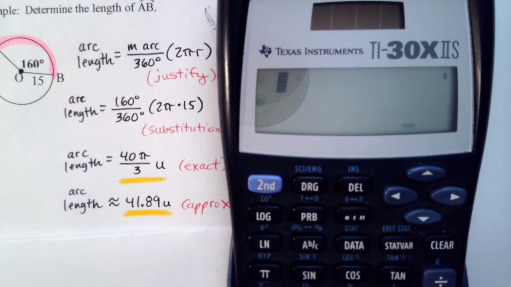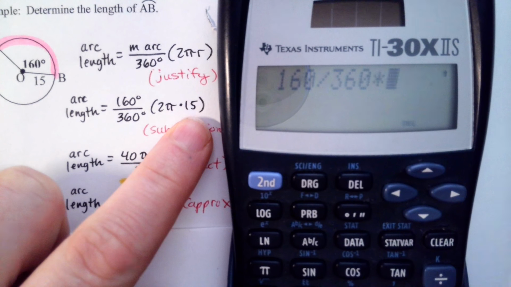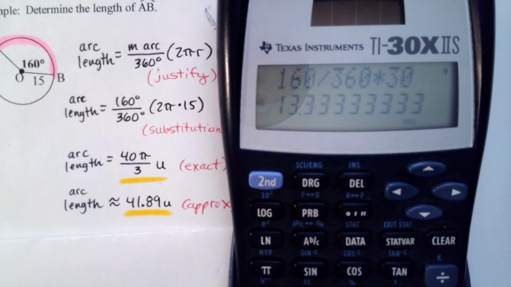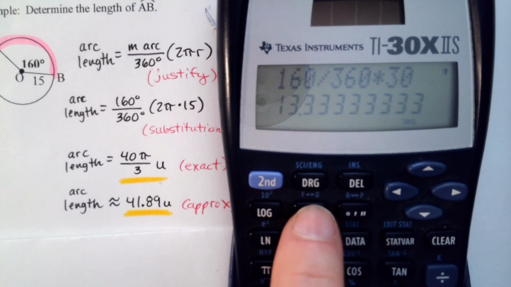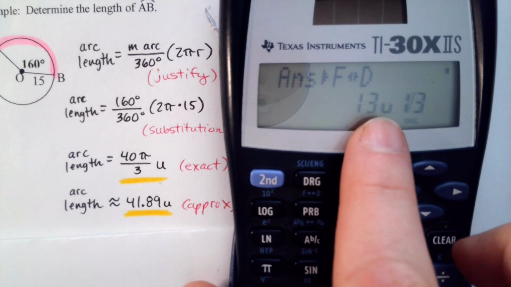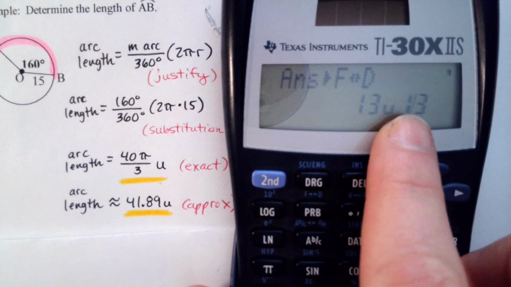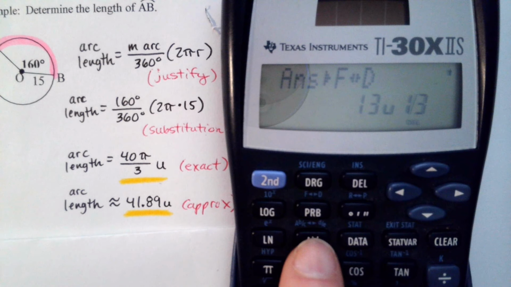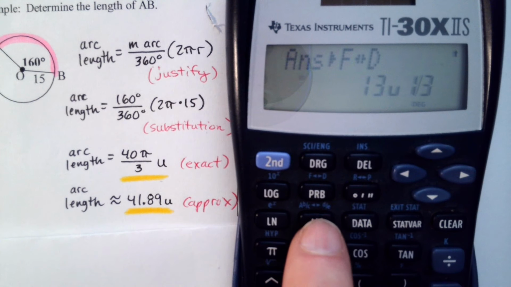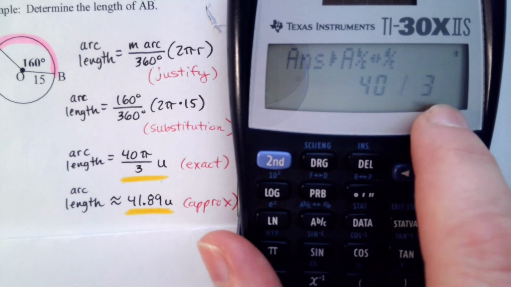So I'm going to type in 160 divided by 360, and then 2 times 15 is 30. Okay, and so it gives me a number that goes forever and ever. So right here it says F to D on the calculator, so hit second and that. It gives you the answer as a mixed number, 13 and 1/3. To change that to an improper fraction, right here where it says some fraction buttons, you select that, and now it's changed it to 40/3.